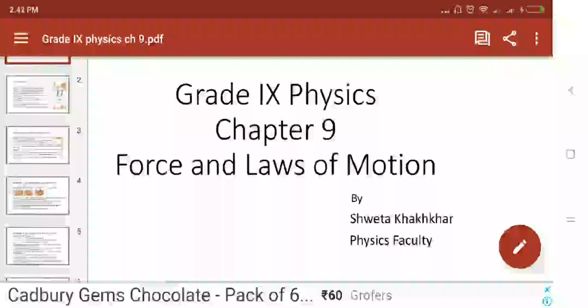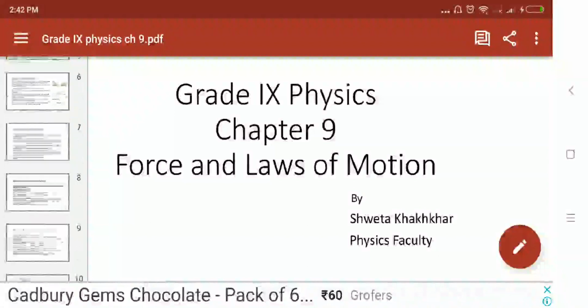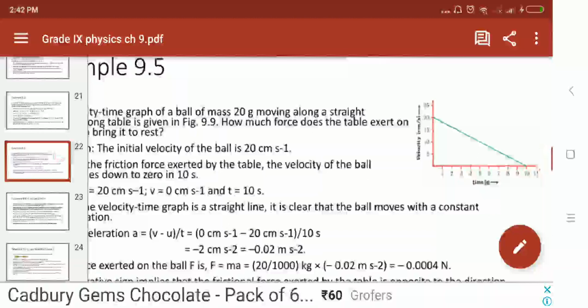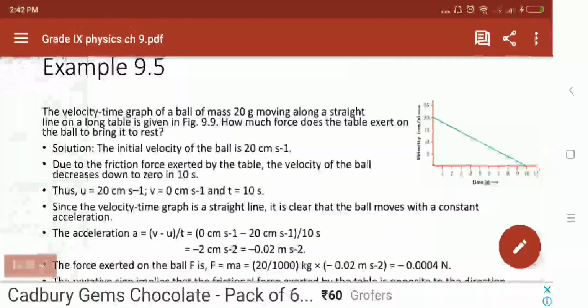Hello students, let us start our new session of chapter 9, Force and Laws of Motion. Let us start our session by resuming the example 9.5.